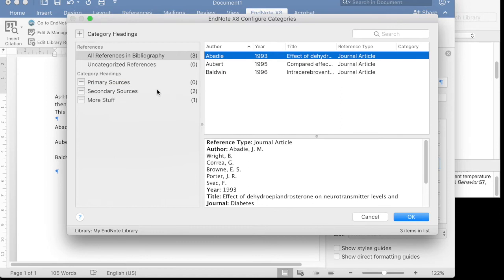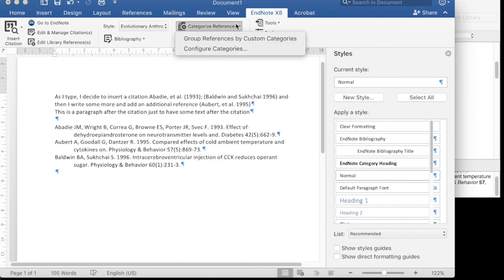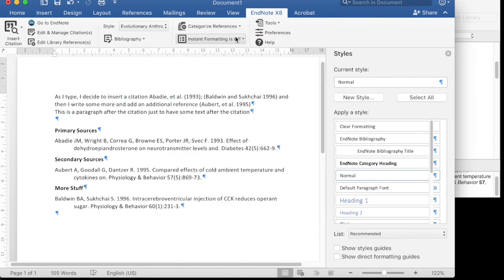One reference can only be in one category, but when I click OK, my bibliography separates out into sections. If I take the tick out of group into categories, I remove it, but I can add it back in again.